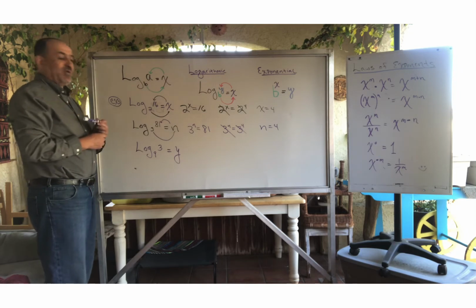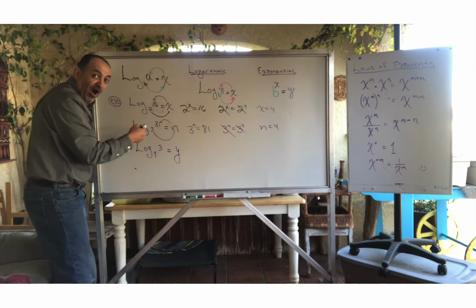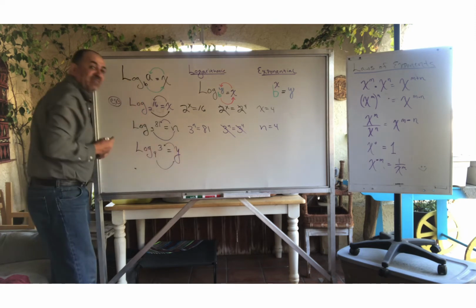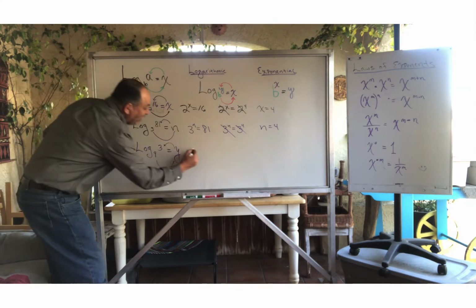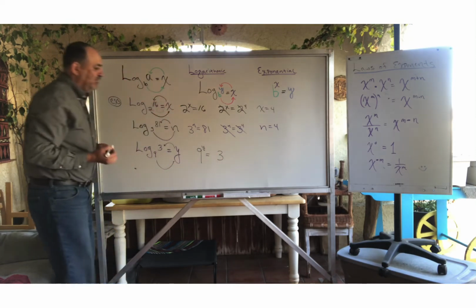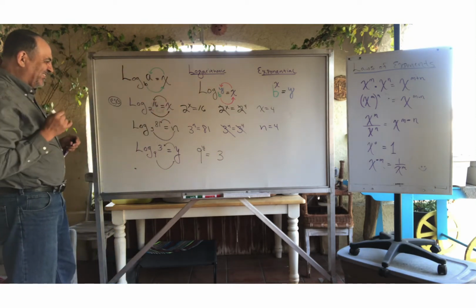Let's try it one more time. Again, one log, so you rotate. I'm going to rotate and show my arrows as I expect you to. And this is going to give me 9 to the y is equal to 3. Well, my goodness, how can I get this to work?